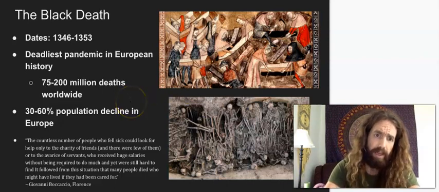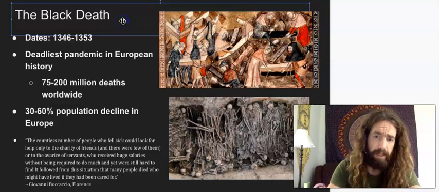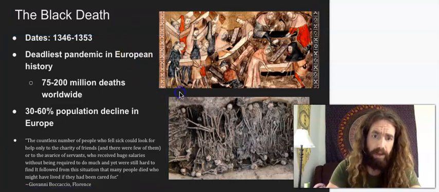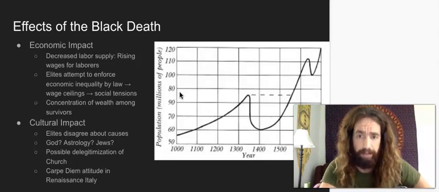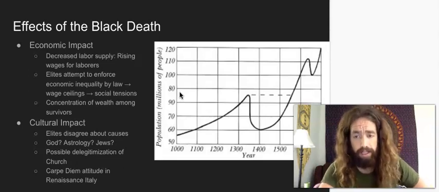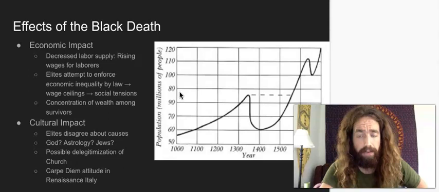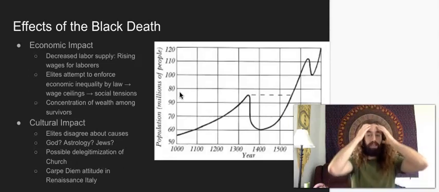So anyway, that's just a quick intro to the Black Death. We don't need to get into all the specific details about its causes and whatnot. The main thing I want to talk about is the effects of the Black Death. So what happens to a society where half of the population dies for a totally unknown reason, a totally inexplicable cause?